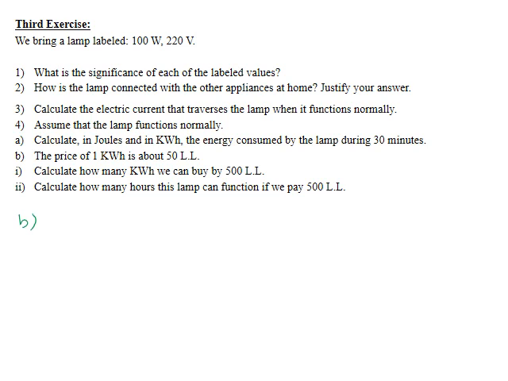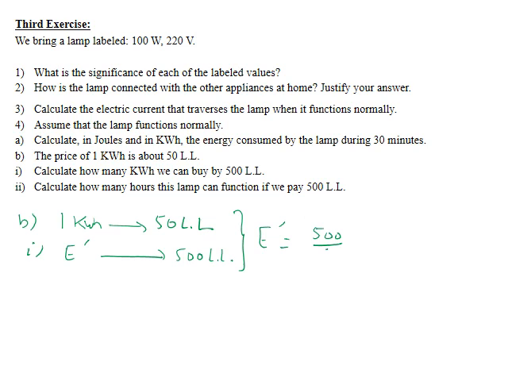B. The price of 1 kilowatt hour is about 50 LL. So 1 kilowatt hour is 50 LL. 1. Calculate how many kilowatt hour we can buy by 500 LL. E prime for 500 LL. So E prime equals 500 over 50, equal to 10 kilowatt hour.